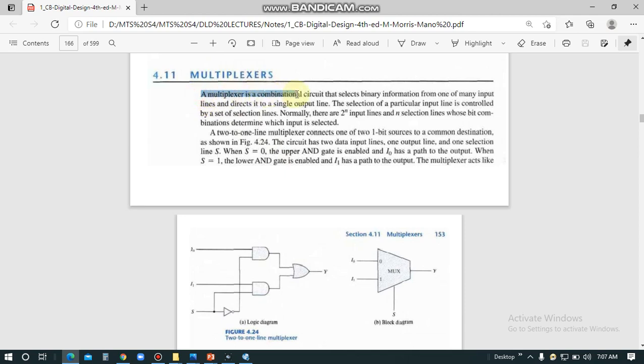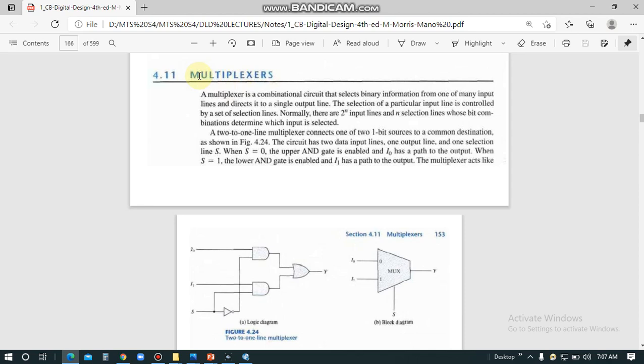A multiplexer is a combinational circuit that selects the binary information from one of many input lines and directs it to a single output line. So basically, it is a circuit which displays a single output from one of many inputs. We should remember that a multiplexer always has a single output. That is the basic concept.